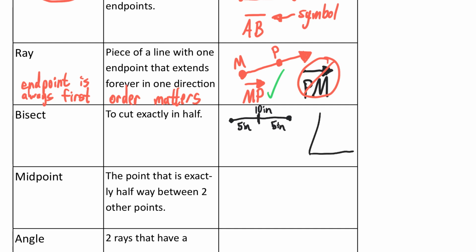Or let's say I have an angle that's 50 degrees. Let's say I bisect it like this. This is my bisector. So this angle I started off with is 50 degrees, then I put in a bisector. It bisected it. How big are these two angles right here? They're both 25 degrees.